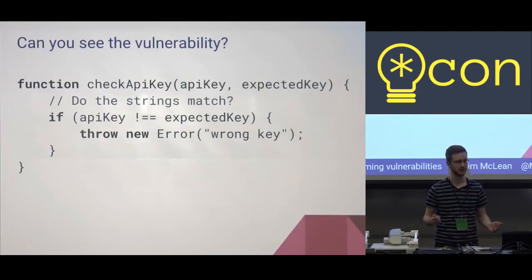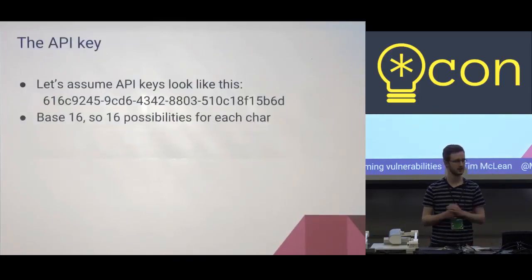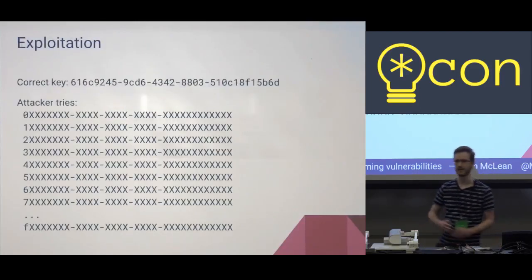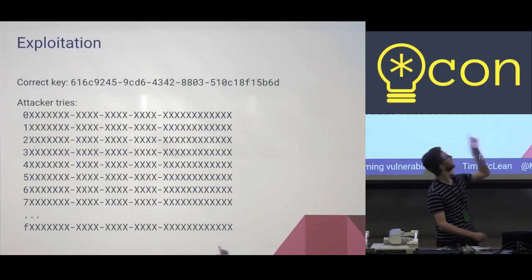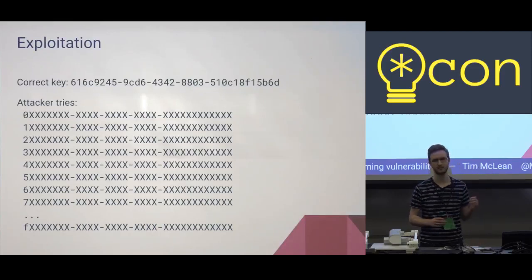Let's look at how we can exploit this. So first of all, let's assume our API keys look something like this. This is a fairly standard looking API key used in a lot of applications, and we're using base 16 here. So there's 16 different possibilities for each character, 0 through F. So here's what the attacker does. This is going to be the correct key that we're going to try to crack. The attacker is going to try 16 different keys. And I used X's up here, but that could just be any character. It doesn't really matter. The main part is that the first character in each attempt is 0, 1, 2, 3, all the way to F, right?